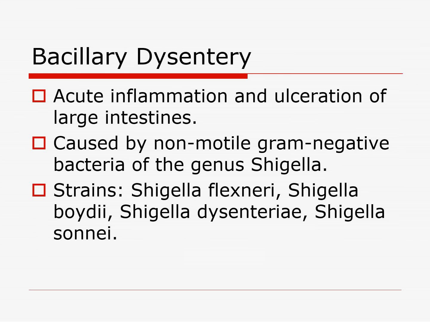Bacillary dysentery is an acute inflammation and ulceration of the large intestines, characterized by small frequent bowel movements consisting of blood and mucus in stool. Bacillary dysentery is caused by non-motile gram-negative bacteria of the genus Shigella. This Shigella has 4 strains. There is the Shigella flexneri, the Shigella boydii, the Shigella dysenteriae, and the Shigella sonnei. Those are the 4 strains of the Shigella.